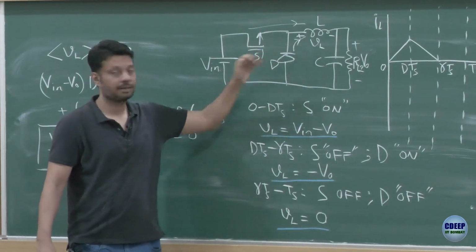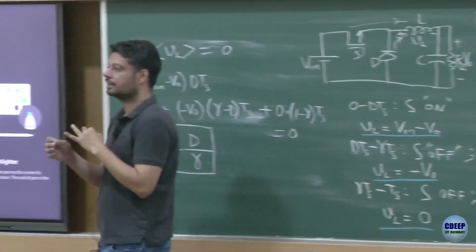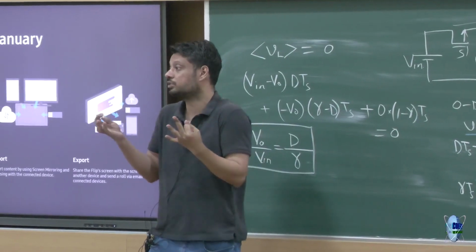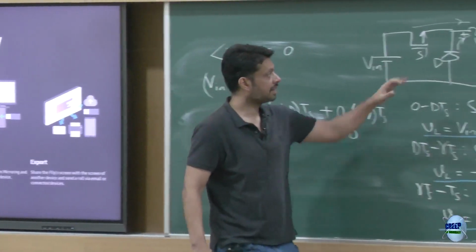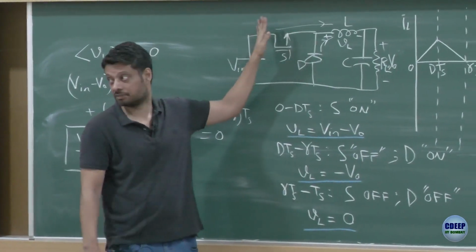Now inductor current has come to 0. Now what can happen? 3 things can happen. Inductor current can go negative, inductor current remains 0, or inductor current can again become positive. Can inductor current become positive? This switch is not on, it is still off.